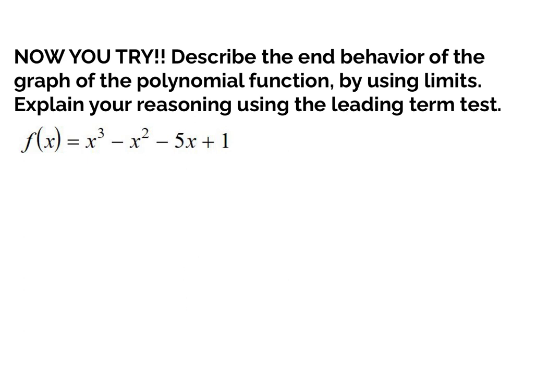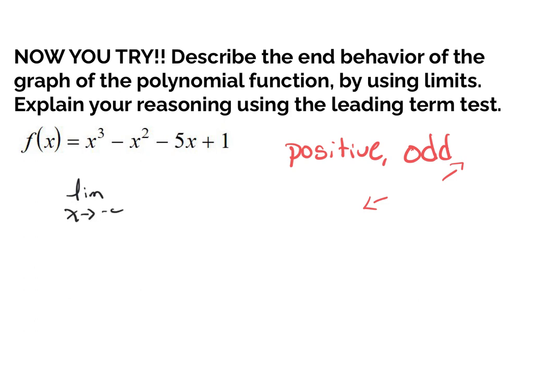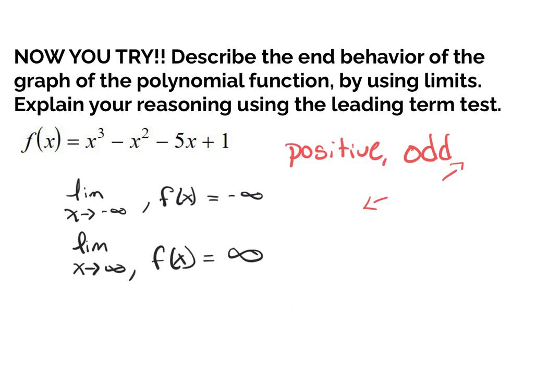Our leading term is positive, and the degree is odd. That means we're going to have something where the left is going down and the right is going up. My two statements are: limit as x is approaching negative infinity, f of x is also going towards negative infinity. Limit as x is approaching positive infinity, f of x is approaching positive infinity as well.